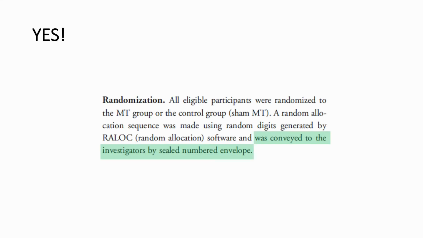These researchers did conceal allocation, and you can find this in the methods section under the randomization subheading. After it names the software that they used for their random allocation, they said that the information was conveyed to the investigators using sealed numbered envelopes.